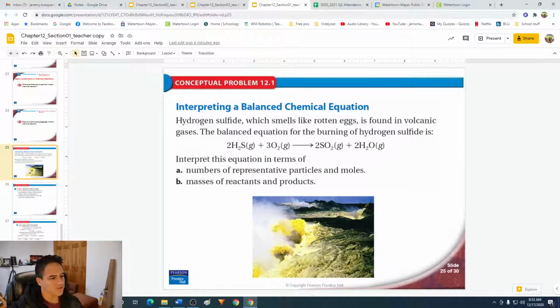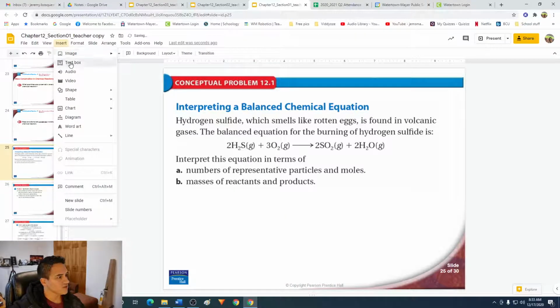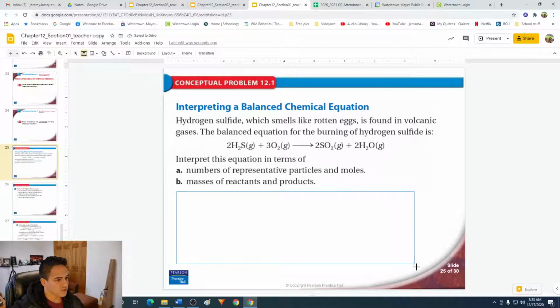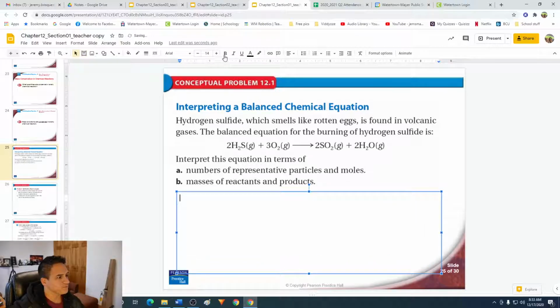So let's take a look at some examples here now with chemical stuff rather than tricycles. All right, so it says hydrogen sulfide, which smells like rotten eggs, is found in volcanic gases. The balanced equation for the burning of hydrogen sulfide is given here. So it says, interpret this equation in terms of A, numbers of representative particles and moles, and B, masses of reactants and products. All right, so let's insert a text box here so we can do some typing as usual.